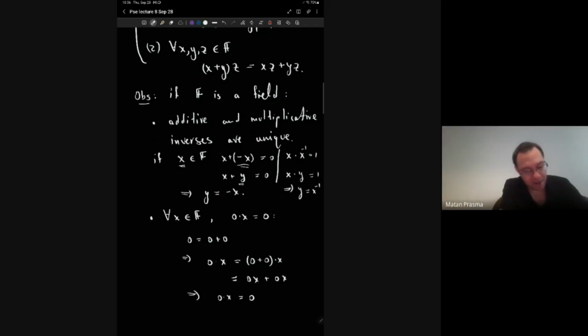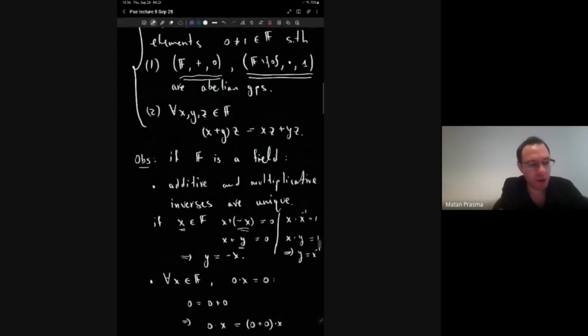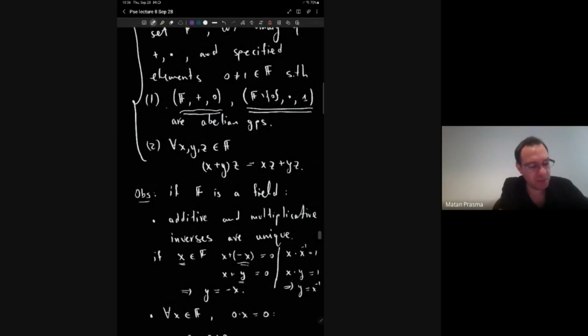Okay. And of course, this is something we proved for groups. So you can go back, it's in the notes, for example, and see this claim for groups. And it follows, because of the compact definition, that we have two group structures. So we can automatically deduce this uniqueness.